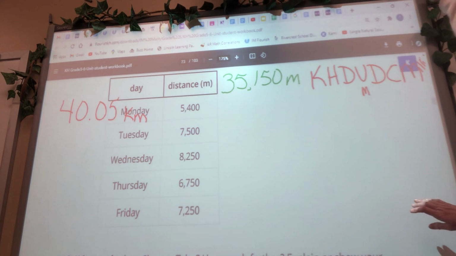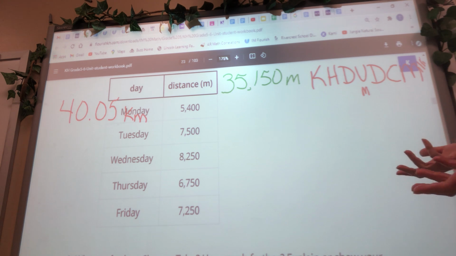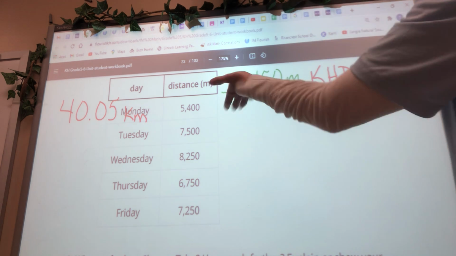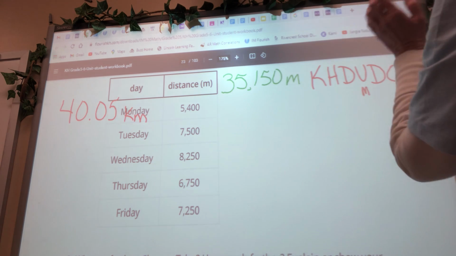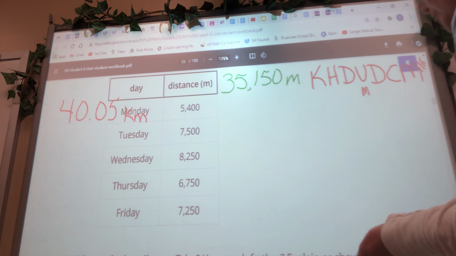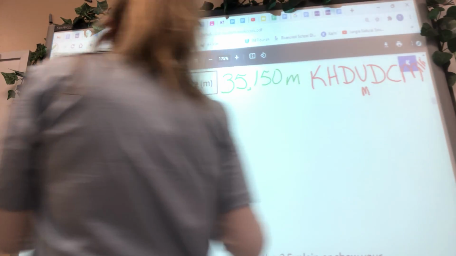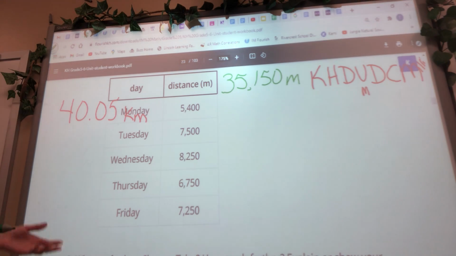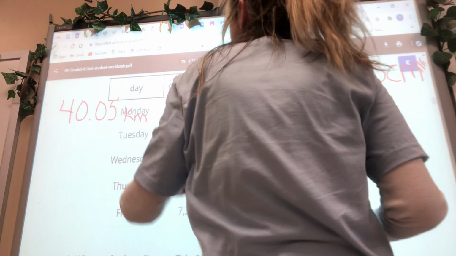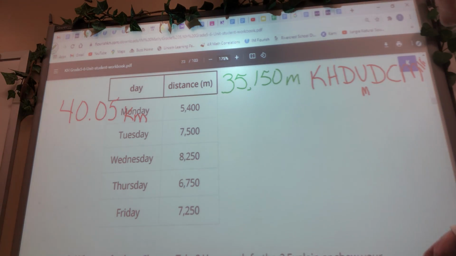All right, then it says, who ran farther, Claire or Tyler? Well, first we have to get them in the same units, don't we? Tyler figured his in kilometers and Claire figured hers in meters. So it doesn't matter which one we convert to the other, because it's still going to have the same value. It's just going to be in a different form. So let's change Tyler's to meters.